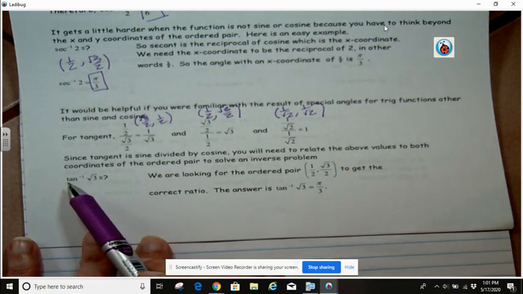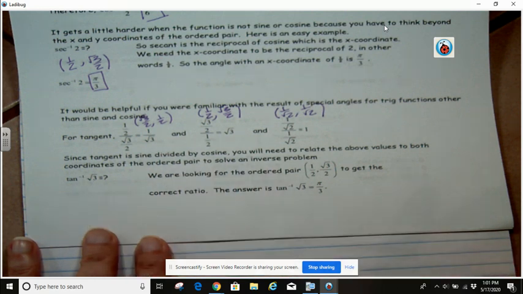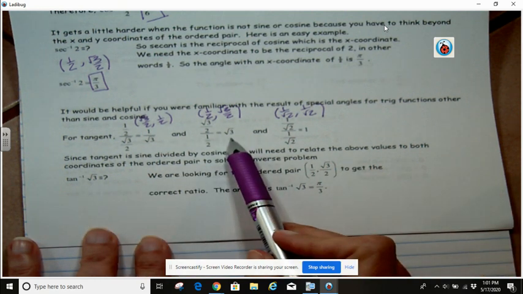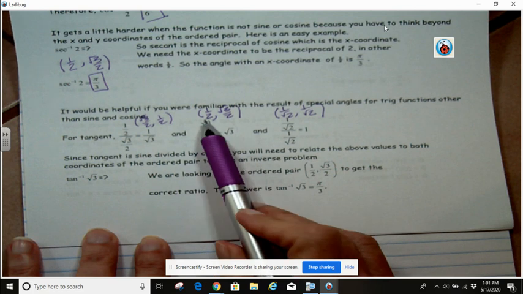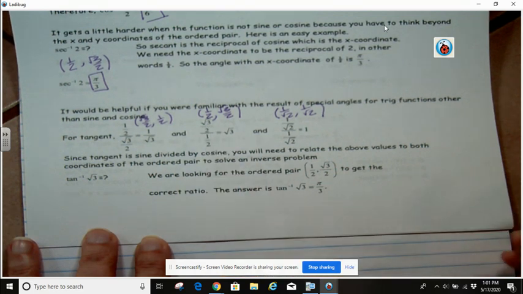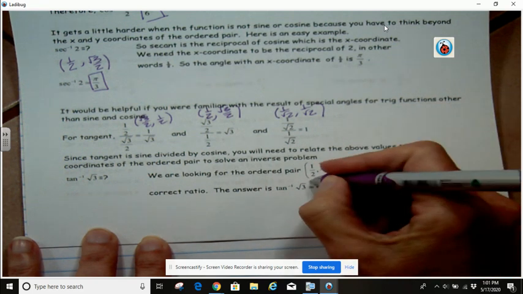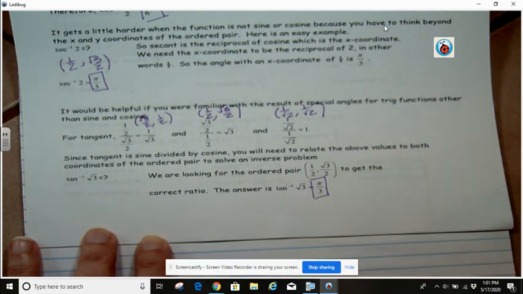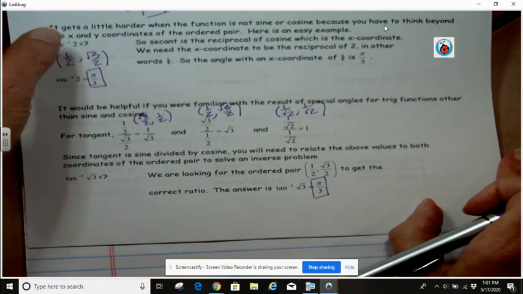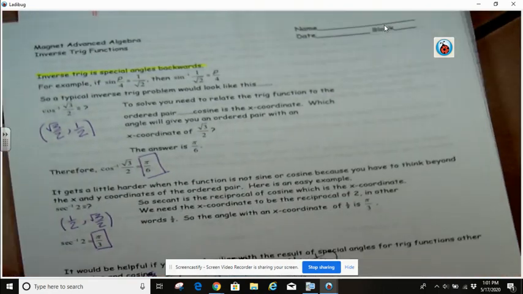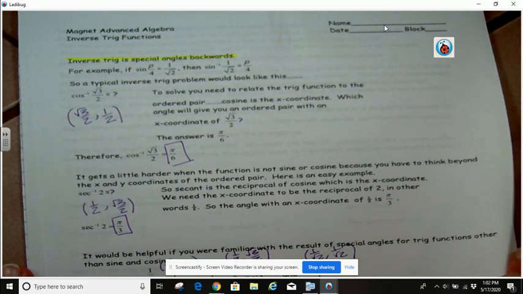So if I was given inverse tangent of square root of 3, well, looking up here, that would only happen if I had square root of 3 over 2 divided by 1/2. So this must be the ordered pair, and this ordered pair comes from a special angle value of pi over 3. Okay, so that's the thought process that you need to go through for inverse trig. But it gets a little bit more complicated than that.